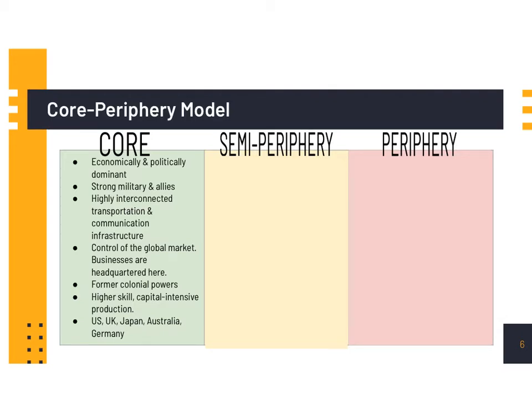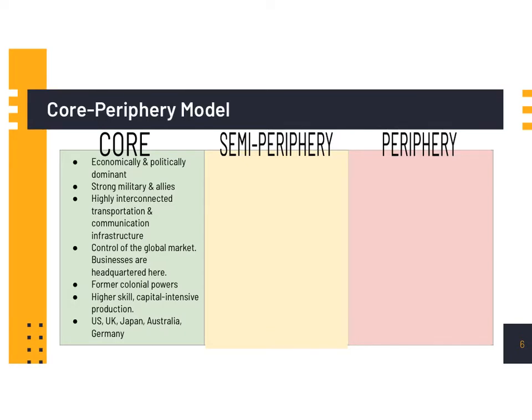So here we're calling the world systems model, the core periphery model, just to remind you that there's the same thing. So what does the core look like? It's economically and politically dominant, has strong military, and it also has allies. It's highly interconnected transportation, communication, infrastructure. That's a word you need to know, infrastructure. Infrastructure just means highways, internet, anything that keeps us connected. Airplanes, that's part of infrastructure too.